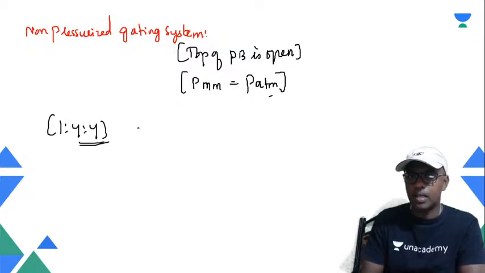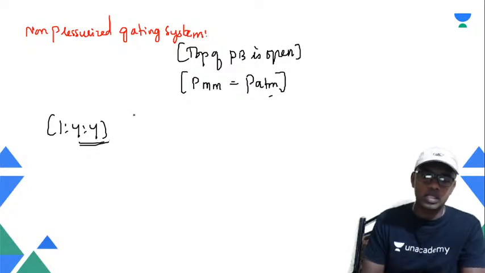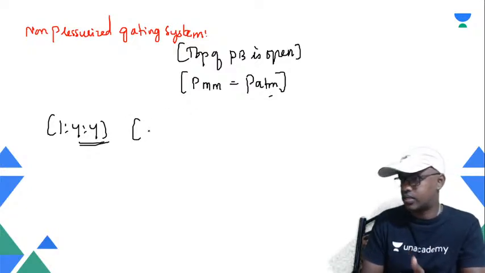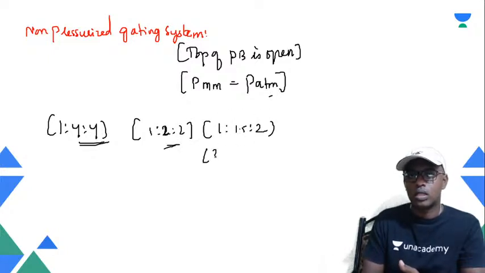So these are the two terms. Let me present it as 1:4:4. This question will come in the examination. Which among the four gating ratios shows whether the system is pressurized or non-pressurized? Like this you can see, or you can even say 1:1.5:2, 3:4:5.